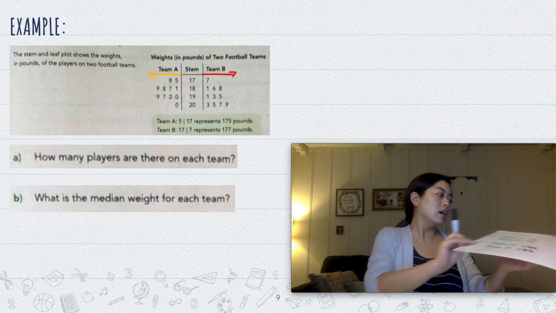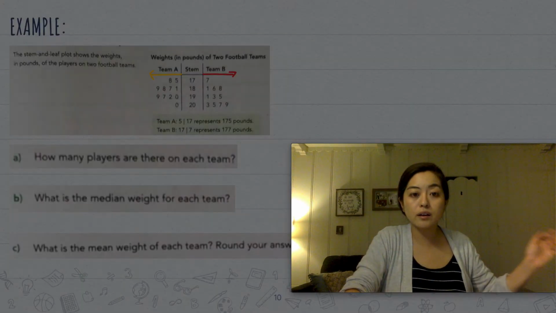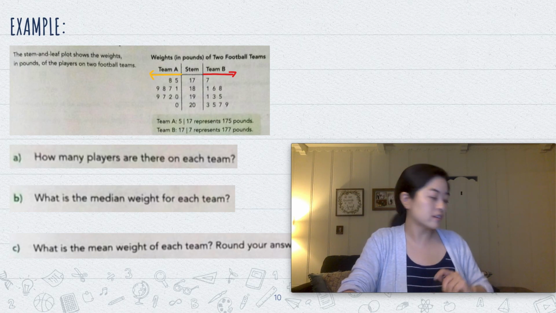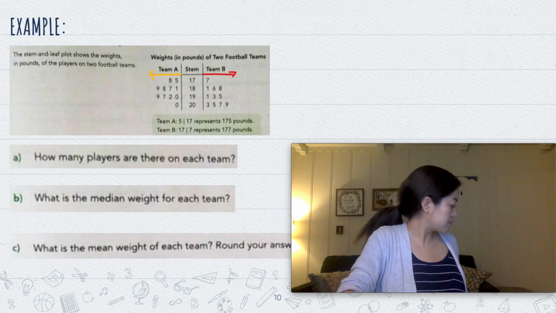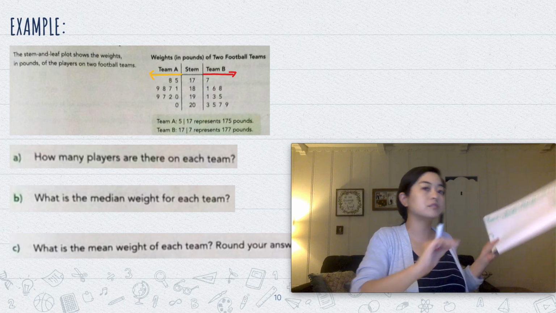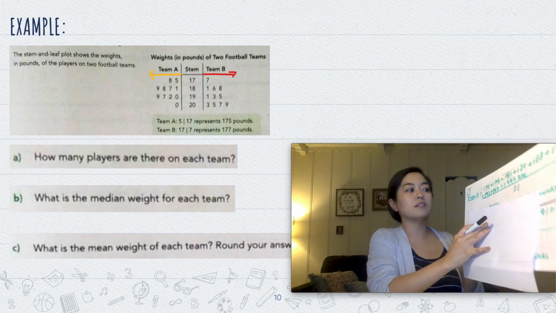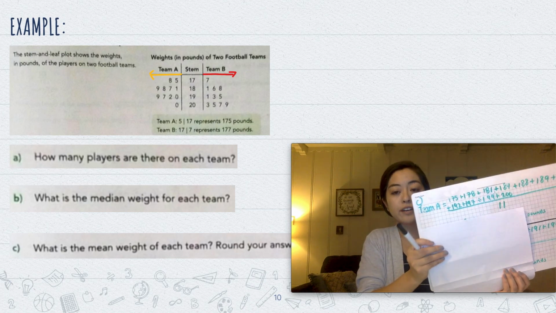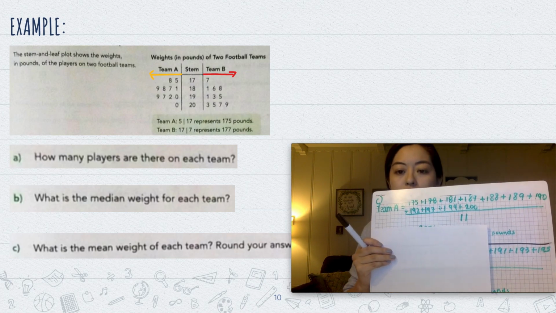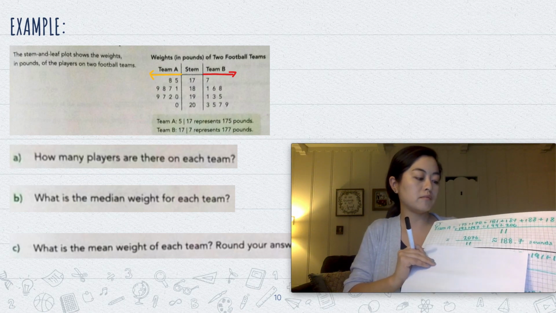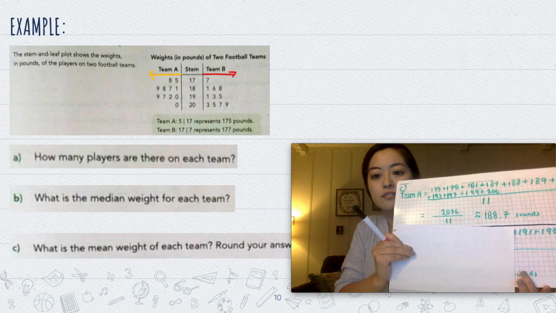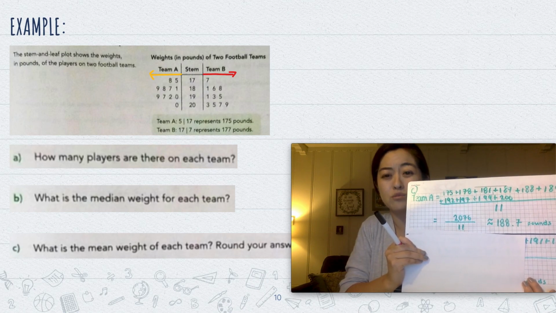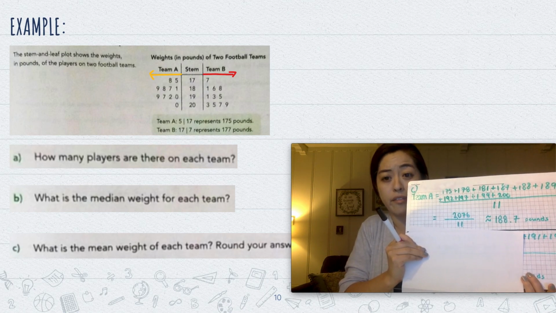Now it says, what is the mean weight of each team? We're going to round our answer to the nearest tenth. For team A, I'm just going to add up all of my values here and divide by the number of players, which is 11. That becomes 2,076 divided by 11, which is about 188.7 pounds when I round it to the nearest tenth.